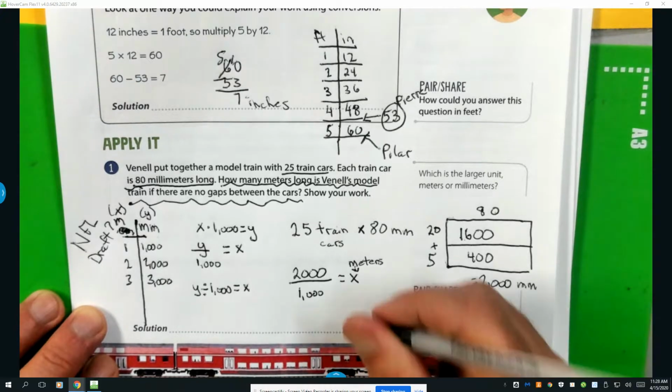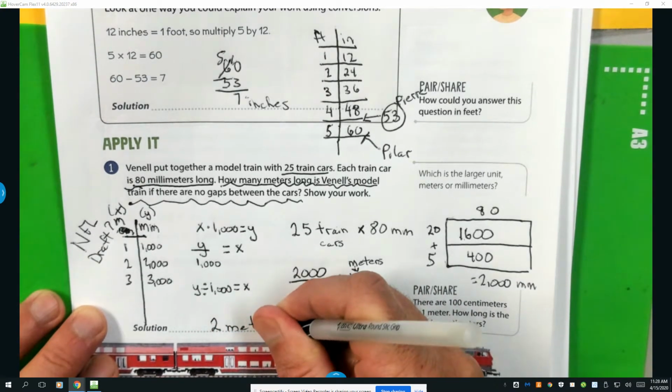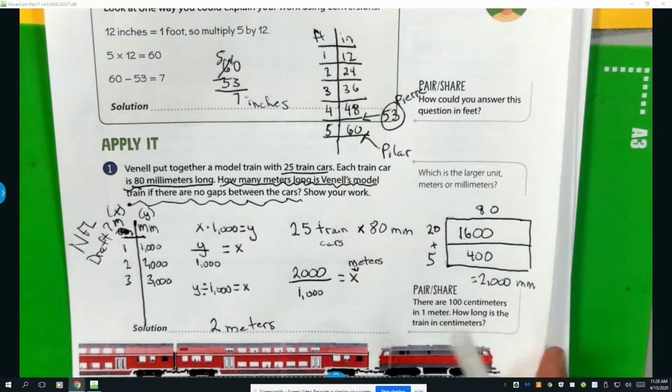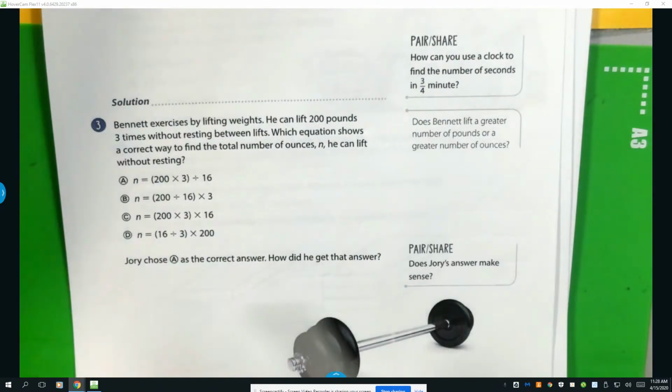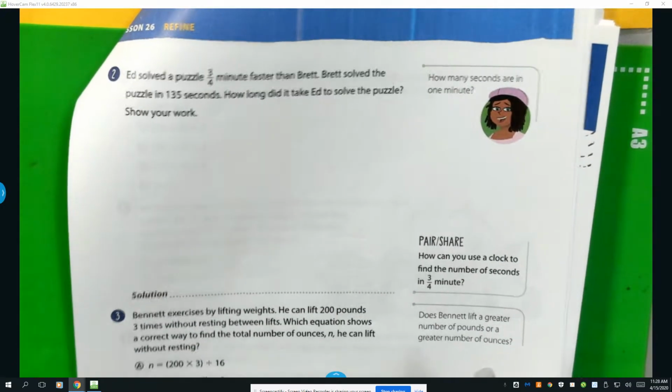And 2,000 divided by 1,000 is 2 meters. So hopefully that made a lot of sense as we went. Keep following right along. Okay. Next one. Okay, number 2.